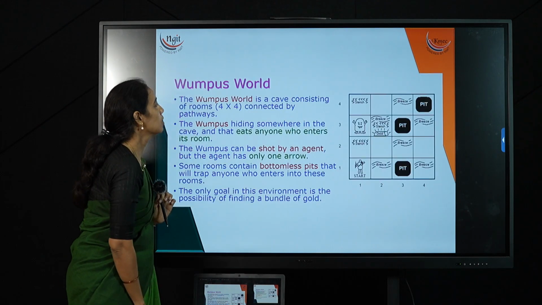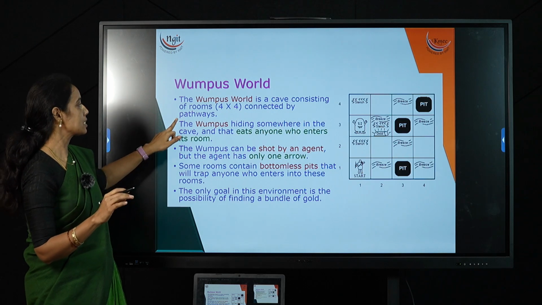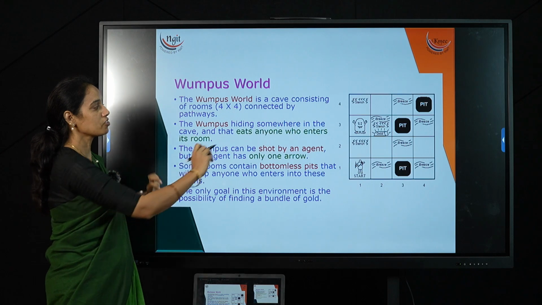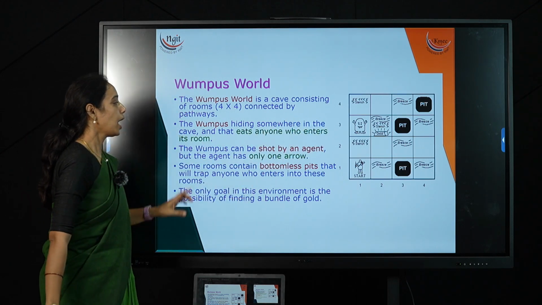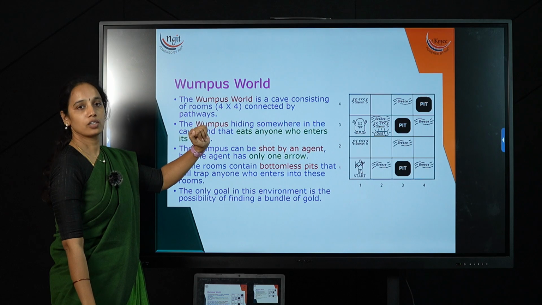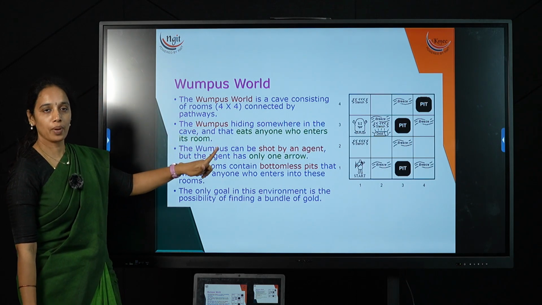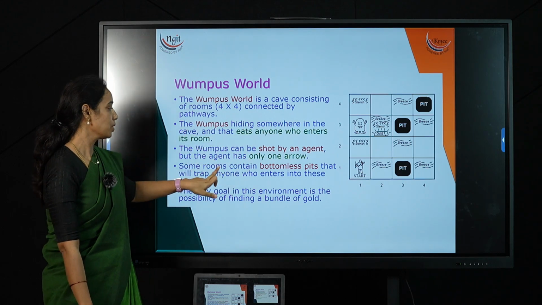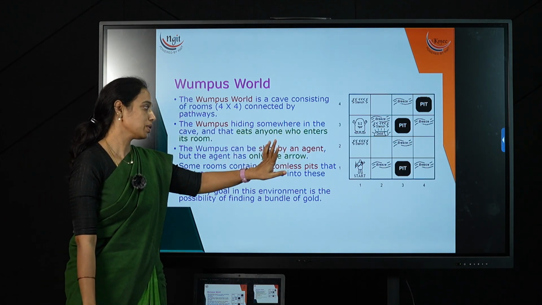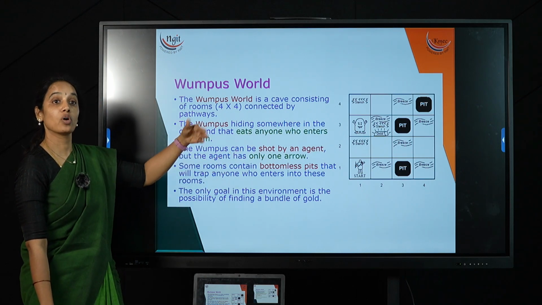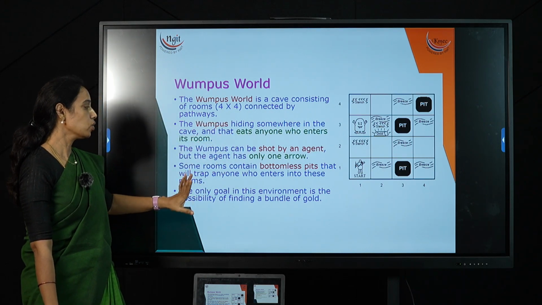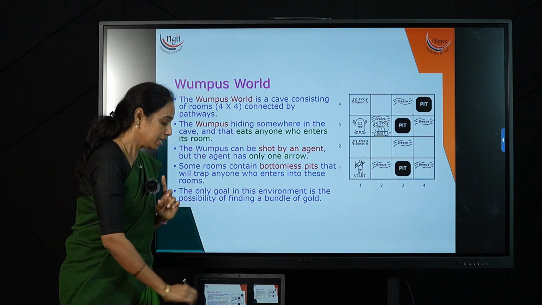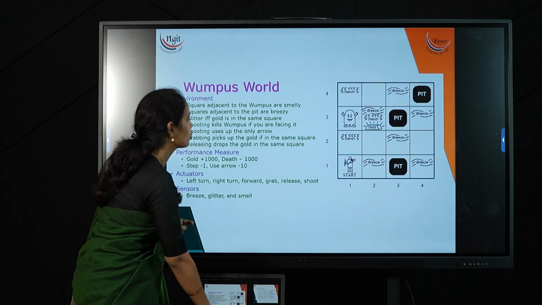So see here. Umpus World is a cave consisting of 4 by 4 rooms connected by pathways. The Umpus will be hiding somewhere in this cave, and it eats whoever enters its room. It can be shot by an agent, and the agent has only one arrow, so he can shoot at any time. Some rooms contain bottomless pits that will trap whoever enters. The only goal in this environment is the possibility of finding a bundle of gold. In that way a knowledge based agent has to work.